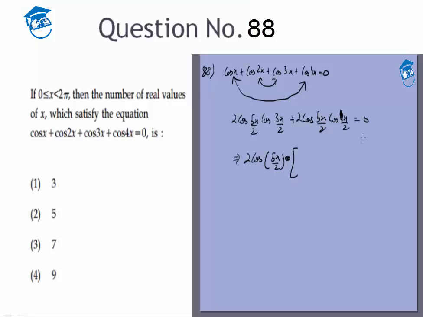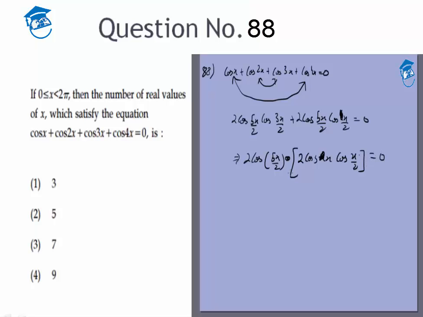Now we can apply the same identity again. Cos c plus cos d is 2 cos (c plus d)/2 cos (c minus d)/2. So it will be 2 cos of (3x/2 plus x/2) which is 4x/2, divided by 2 is 4x/4, or 2x. Cos of (3x/2 minus x/2) is x. So this will be x and this will be x/2. The sum of these two is 4x/2, which is 2x, half of that is x. The difference is 2x/2 and half of that is x/2. This is equal to 0.